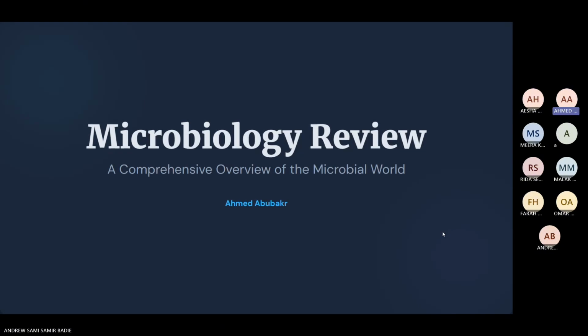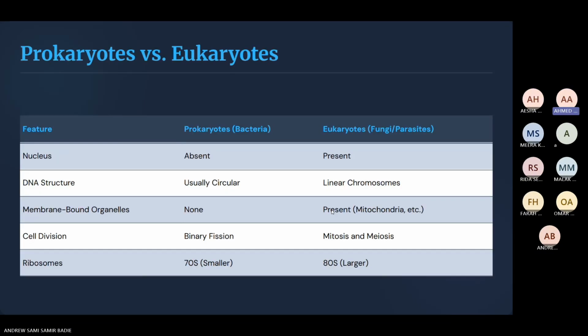So let's get started. First of all, we need to understand the difference between prokaryotes and eukaryotes. Prokaryotes, which are simple cells, don't have a nucleus, so they don't have a nuclear membrane. As for the eukaryotes, they have one, just like our cells. As for the DNA structure, prokaryotes have circular DNA. As for us, we have chromosomes. Membrane-bound organelles are not present in prokaryotes, while they are present in eukaryotes, which are, for example, fungi and parasites.